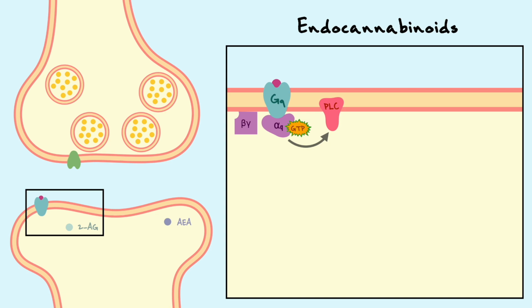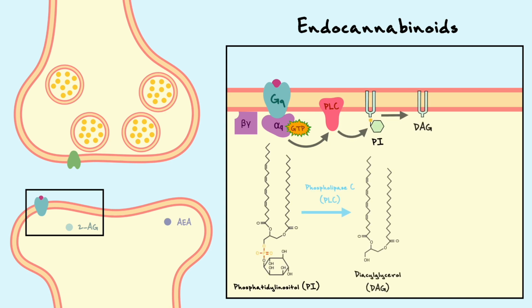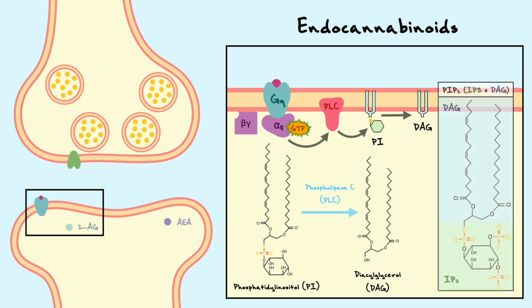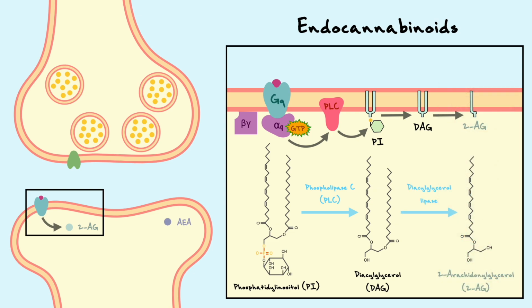Phospholipase C then goes on to hydrolyze a membrane-bound lipid by the name of phosphatidylinositol to produce diacylglycerol or DAG. One thing that I want to point out really quickly is that IP is very similar to PIP2, the molecule that was hydrolyzed in the Gq pathway, and as you can see, the main difference is in the inositol group, which has 2 additional phosphates in IP3. Now, the diacylglycerol made in this instance then gets converted to 2-AG by diacylglycerol lipase.